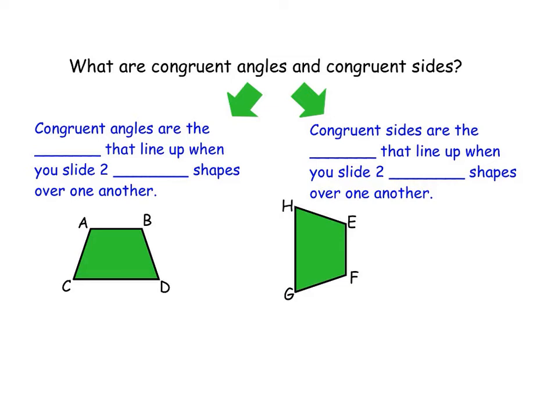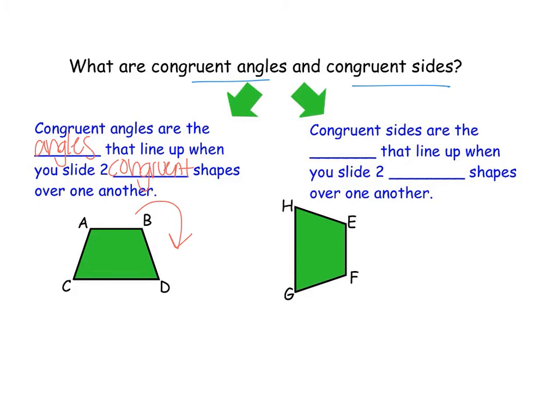So, congruent angles and congruent sides. Congruent angles are the angles that line up when you slide two congruent shapes on top of one another. If I were to take polygon A, B, C, D and turn it a quarter turn to the right, it would line up exactly over polygon E, F, G, H. The angles that lined up right on top of each other would be said to be congruent.